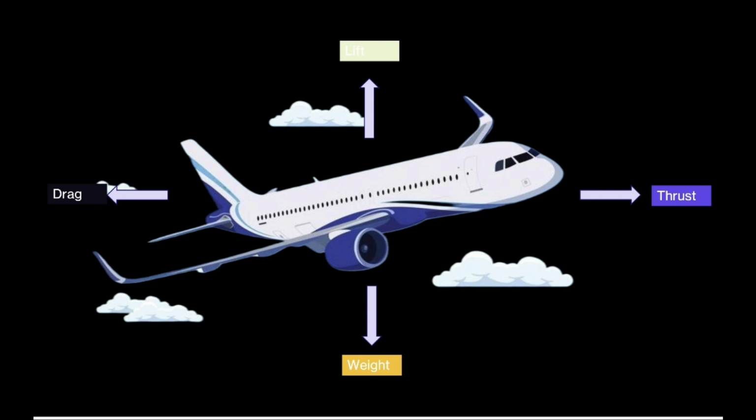So that's it for today's video. This is how airplanes fly, because of the balance of lift, weight, thrust, and drag. This is just the start of our journey. In the next video, we'll dive deeper into how a jet engine really works.